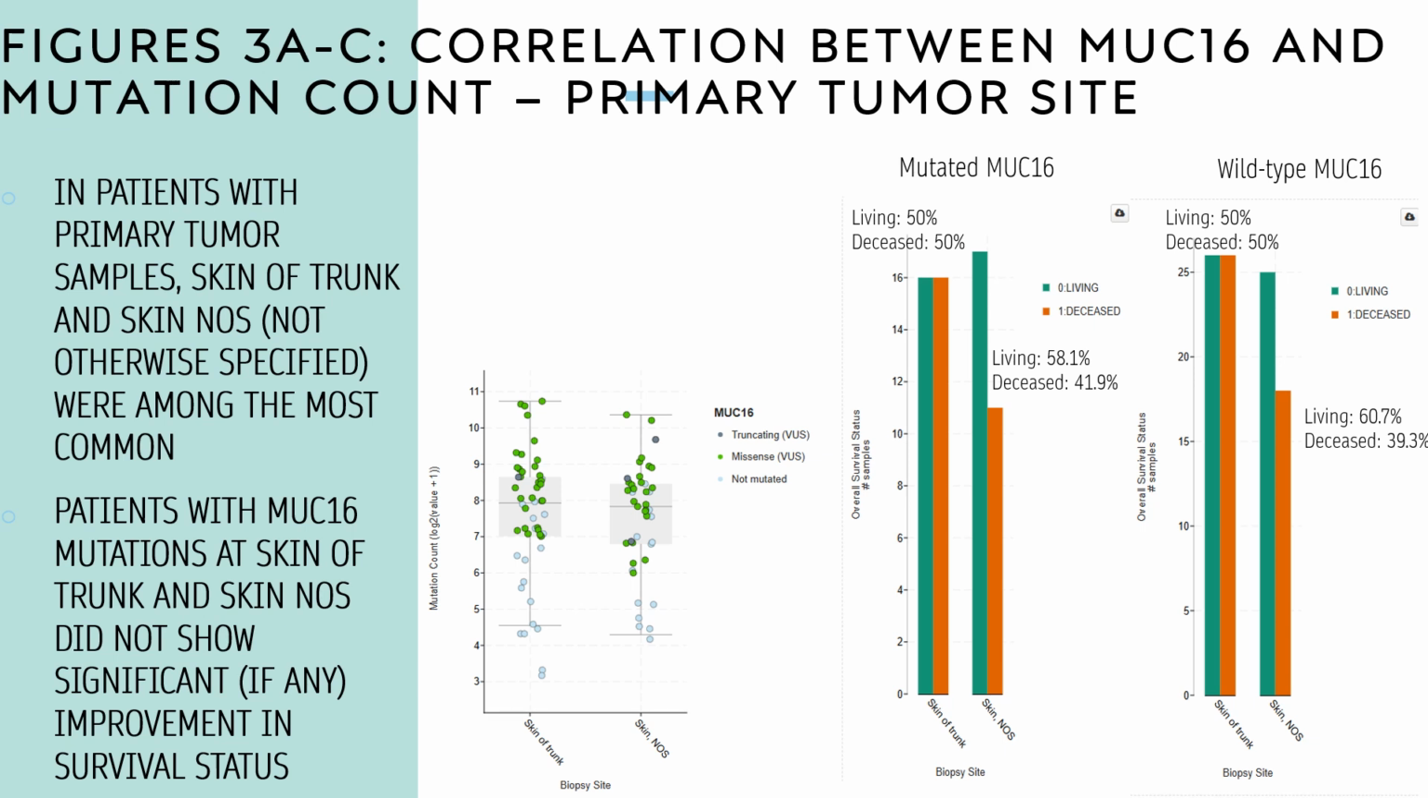And then again, the skin, not otherwise specified locations, slight increase in the living percentage, but it's not significant enough to associate MUC16 with a positive prognosis. So interestingly enough, MUC16 mutations at the primary tumor site in these examples are not showing that increase in survival. However, at the metastases site I previously showed, we see a pretty drastic increase in survival for patients with this mutation.